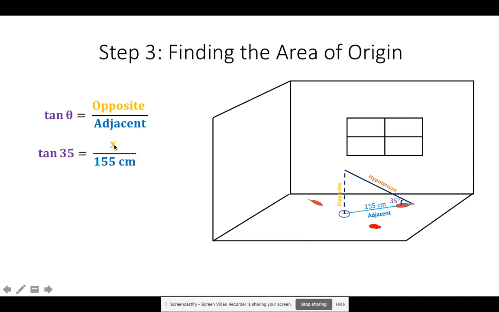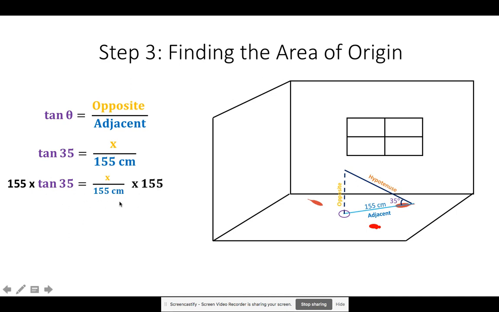Now we're trying to solve for x. We're trying to solve for the opposite side of our triangle. And so in order to do this, we want to get x on its own on one side of the equation. In order to do that, we're going to have to get rid of the 155 centimeters. And the way we do that is we multiply both sides by 155.